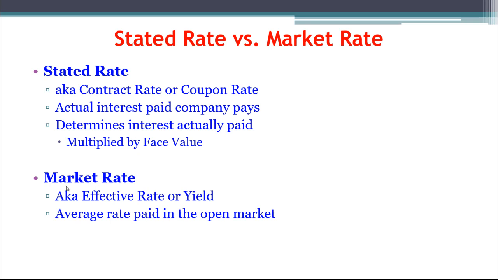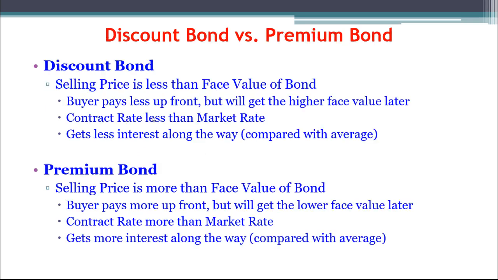The other interest rate is the market rate, sometimes called the effective rate or the yield. This is the fluctuating average rate paid in the open market for bonds that are similar in risk categories to your bond. So this one fluctuates. The stated rate is locked in, though. That's the difference. We're going to look at the difference between discount bonds and premium bonds.